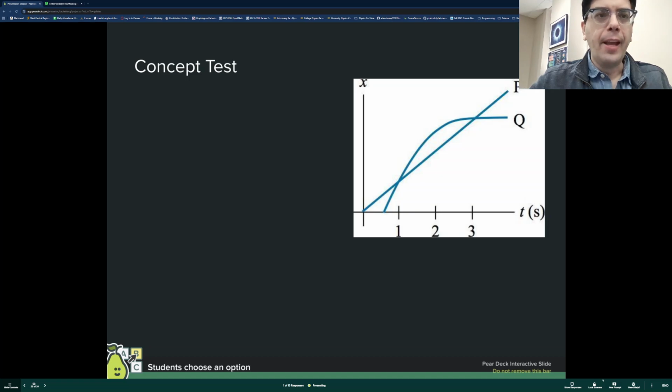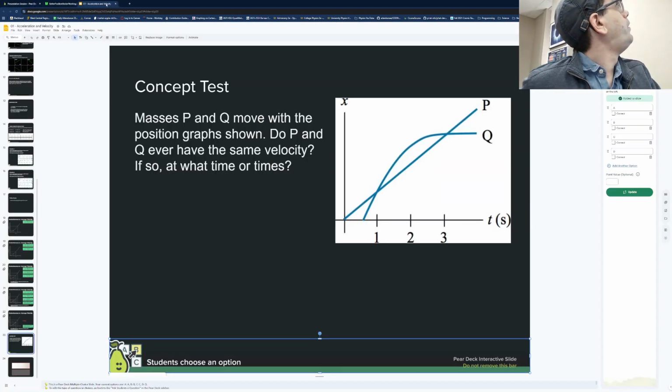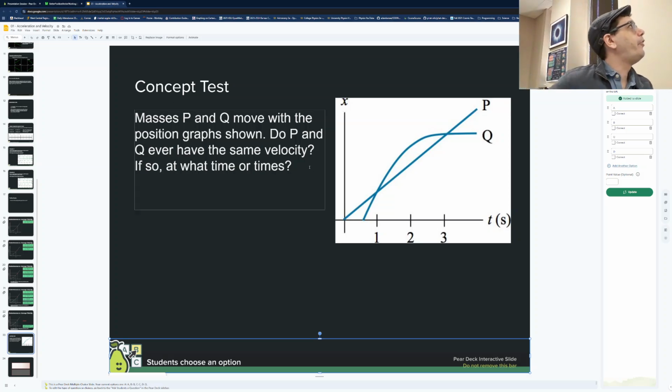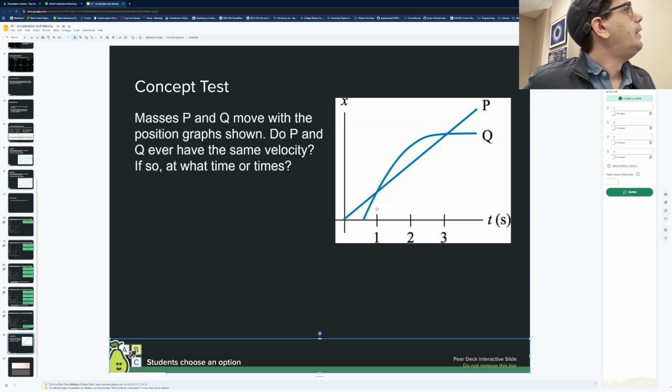Okay. And then I'm going to add that to this window. Okay, so this is the question. So we've got two masses. We're calling one P, we're calling one Q. And they have this position versus time curve. So Q is kind of going like this, and P is going like that.